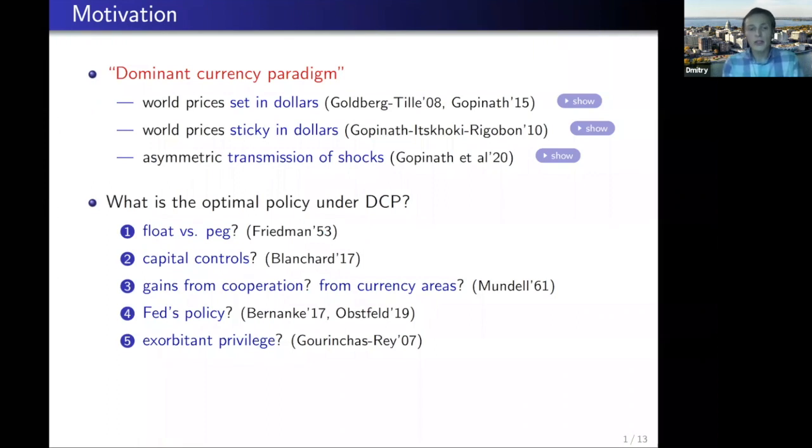So we want to understand what is the optimal policy in the world in which most international prices are sticky in dollars. And the first question, the natural starting point for the analysis, is the optimal exchange rate policy, namely whether it is optimal for countries to have a freely floating exchange rate under DCP. So we know, at least since the famous essay by Milton Friedman, that in the world in which different countries have prices sticky in different currencies, it is optimal to have a freely floating exchange rate.